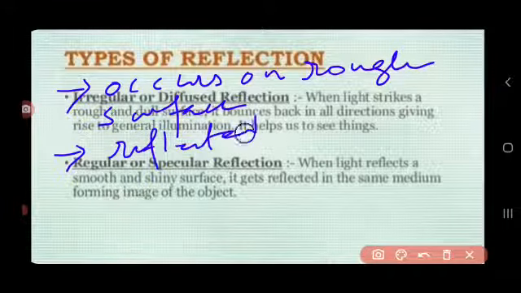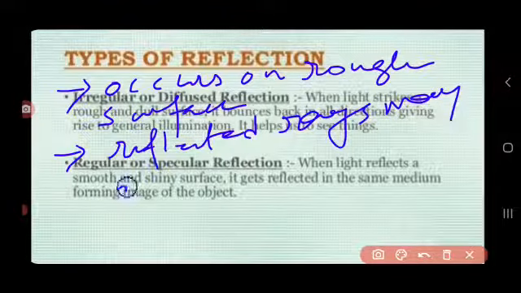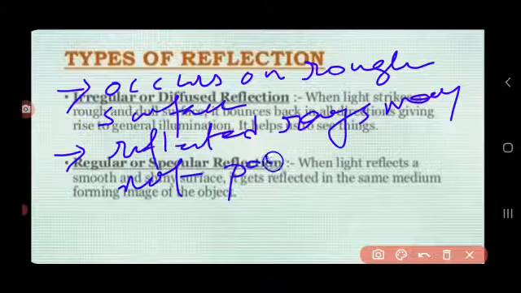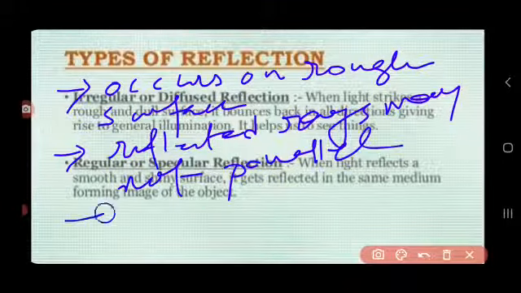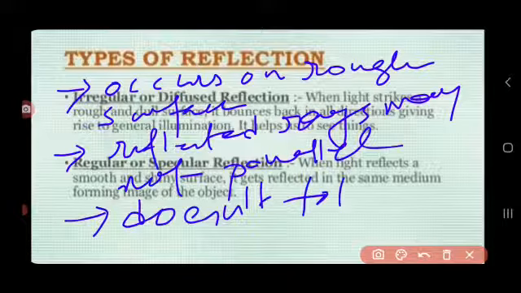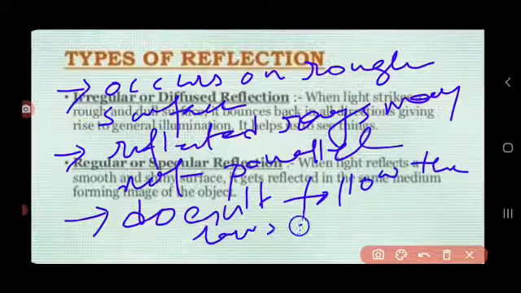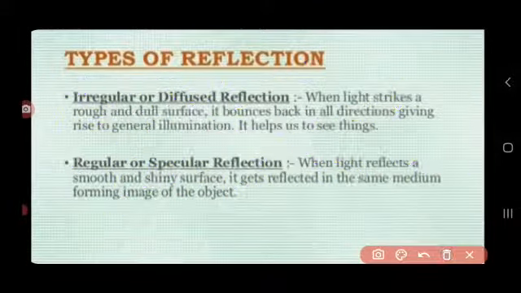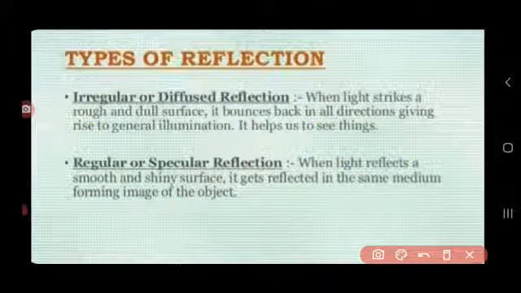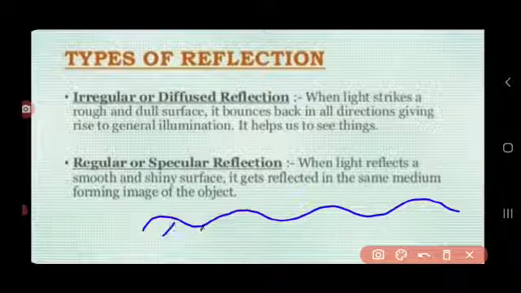Now let us explain with the help of the diagram. Say, it is a rough or uneven surface. First you see, incident rays are coming parallel to each other, and after striking the surface, they will scatter in every possible direction and don't follow the laws of reflection. And this type of reflection is called irregular or diffused reflection. So this is all about the types of reflection.